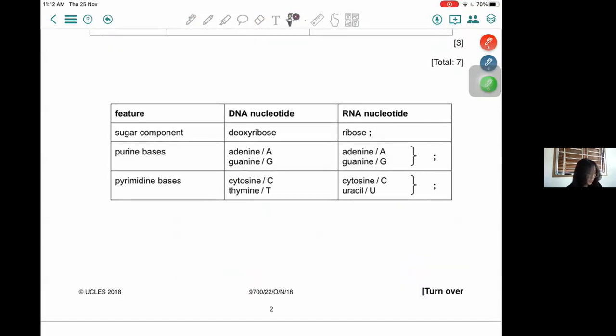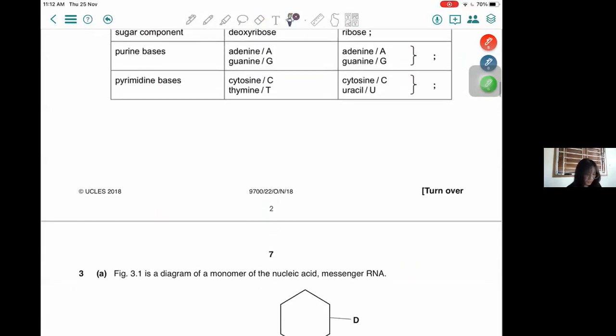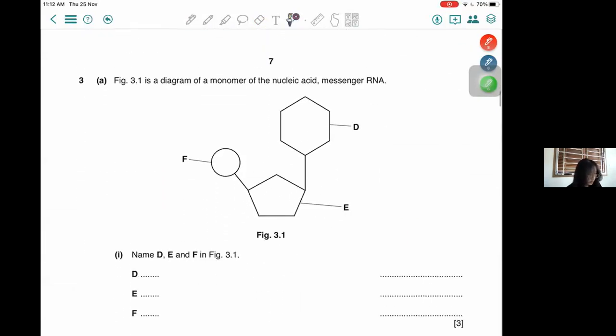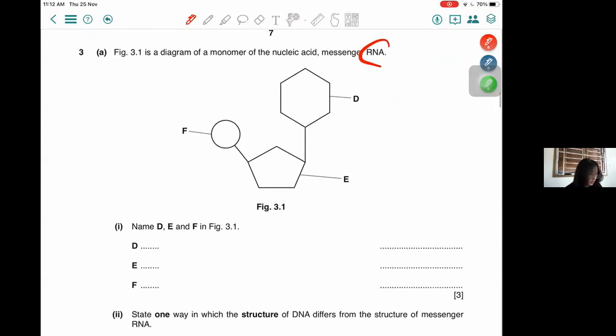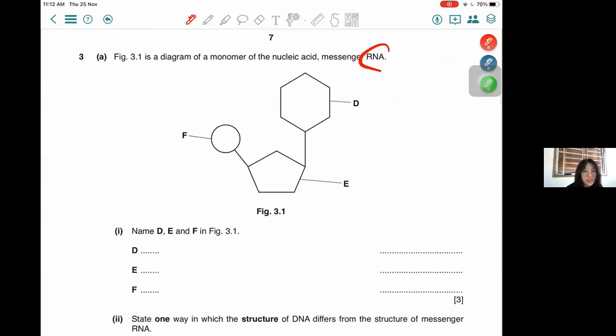So here's the mark scheme. Figure 3.1 is a diagram of a monomer of the nucleic acid messenger RNA. Name D, E, and F in figure 3.1. So this is just like the previous question that I mentioned. Anyone want to try? Please name D, E, and F.